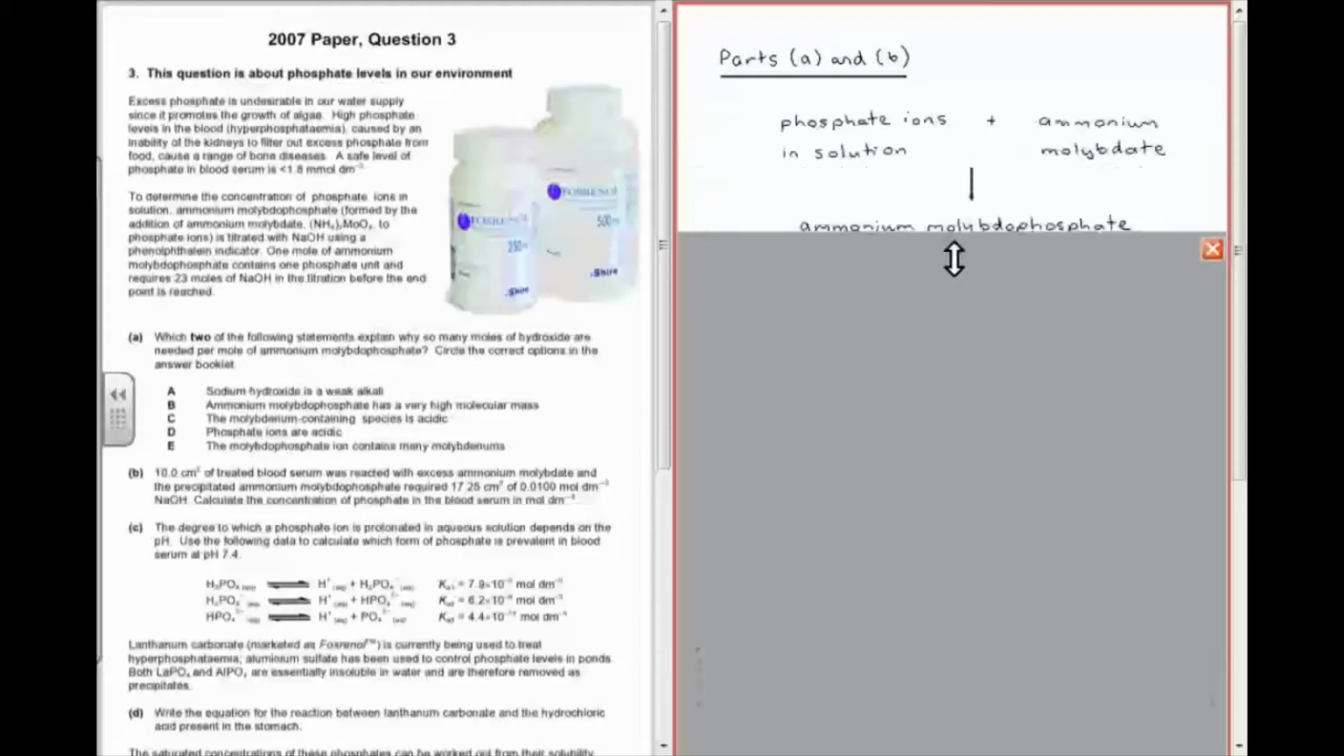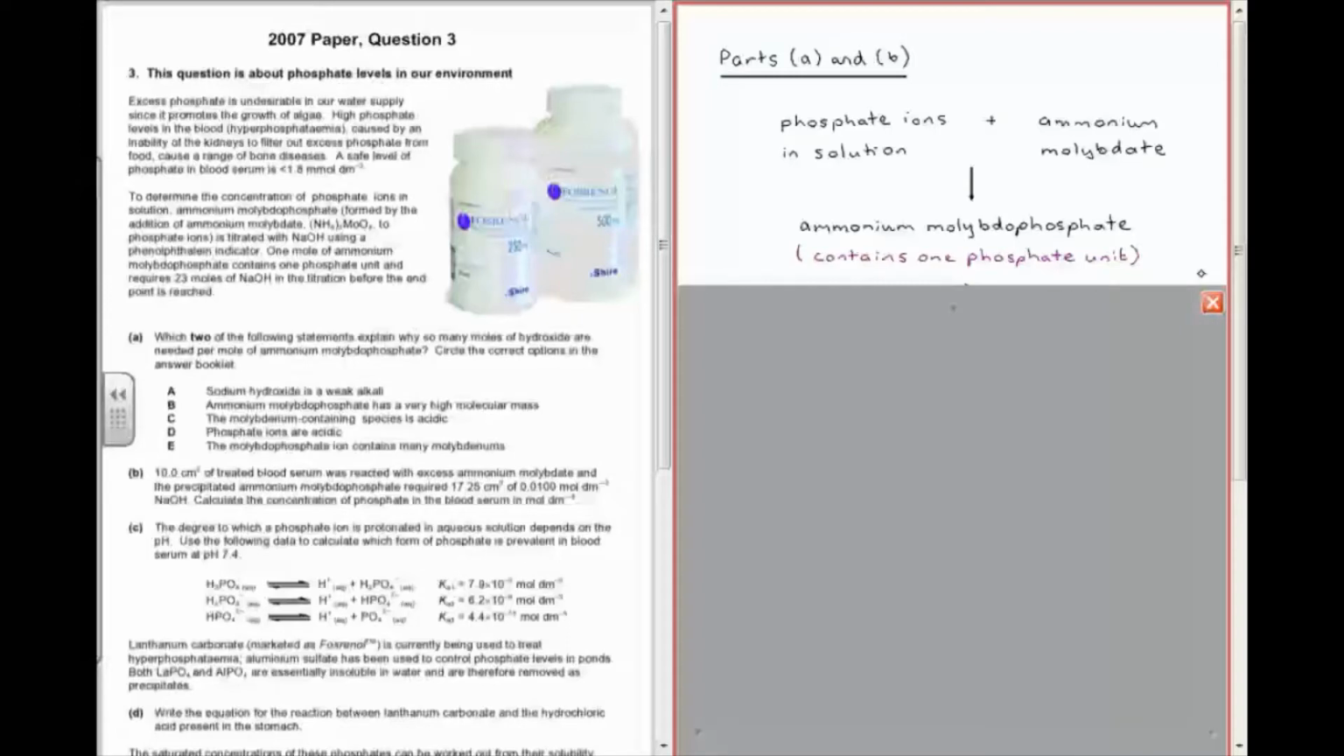addition of ammonium molybdate to the solution containing the phosphate ions, which forms ammonium molybdophosphate, with each mole of ammonium molybdophosphate containing one phosphate unit. The concentration of the ammonium molybdophosphate formed can be determined by titration with sodium hydroxide using phenolphthalein as the indicator. 1 mole of ammonium molybdophosphate requires 23 moles of sodium hydroxide before the endpoint is reached.